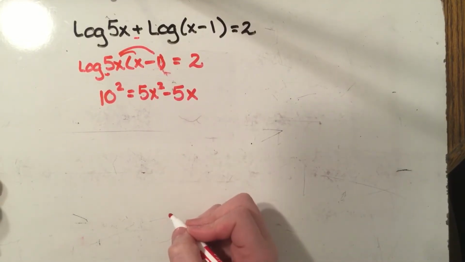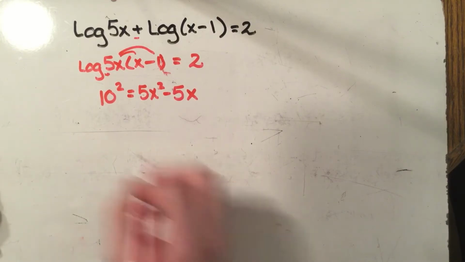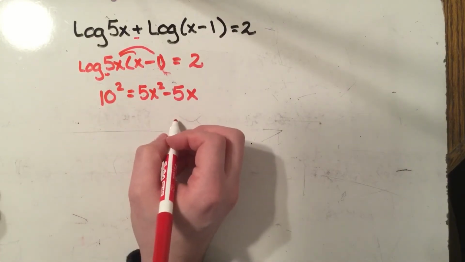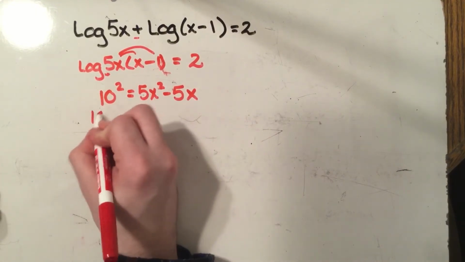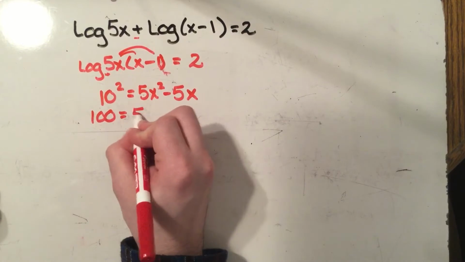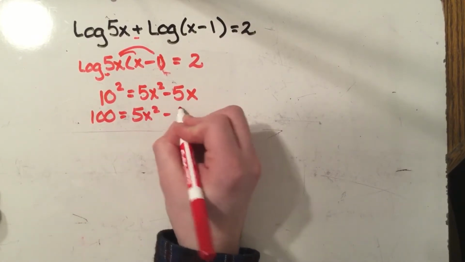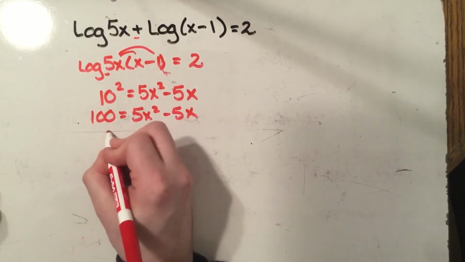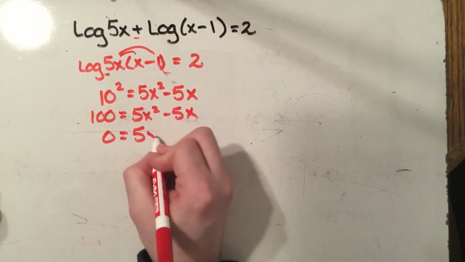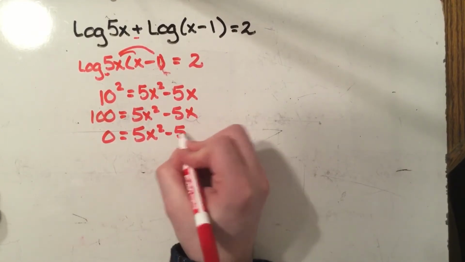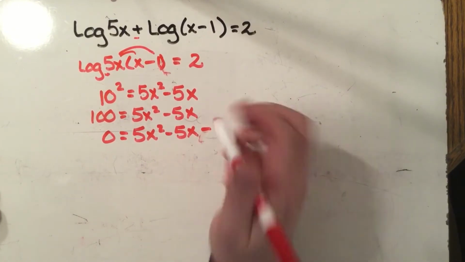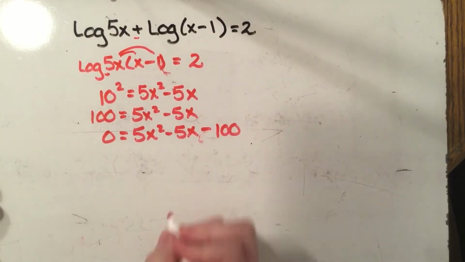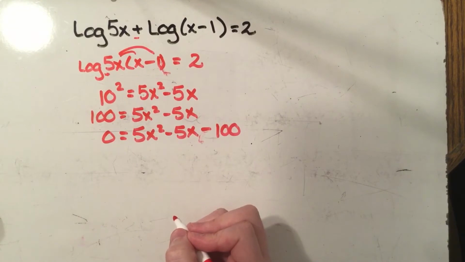All right. So what we're going to have to do now is we are going to have to simplify, and because it's a quadratic, we are going to have to get it equal to 0. So 10 squared is 100, and then I'm simply going to subtract that 100 over so that I'm equal to 0. Remember, I want to be equal to 0 so that I can factor or use the quadratic formula.